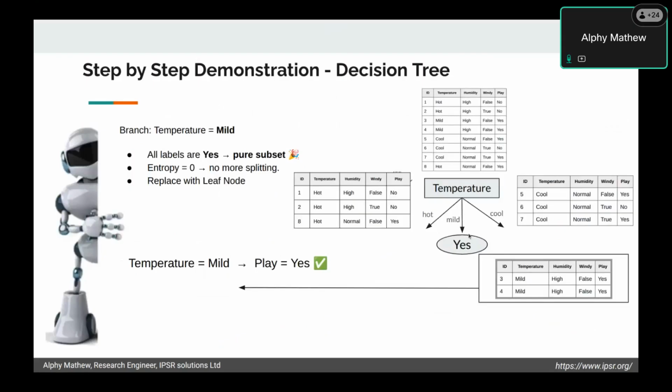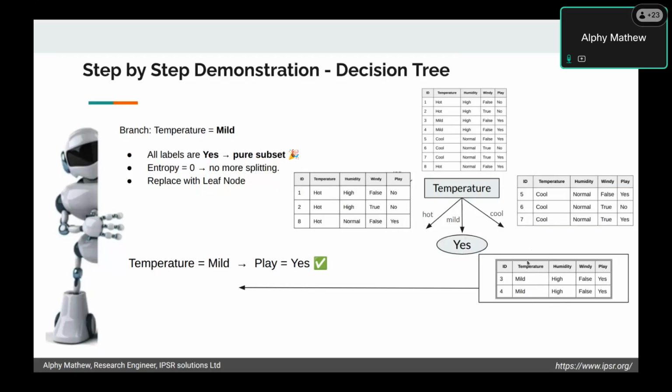You can see that in the mild branch, all the class labels are yes. Play equals yes, yes. In the mild branch, play becomes pure. Pure means both are yes. That is, there is no mixed classes here. So here there is no mixture of yes or no. The subset is pure. We can say that this data set becomes pure in the mild branch.